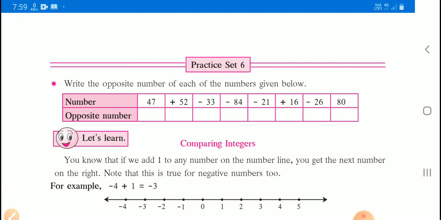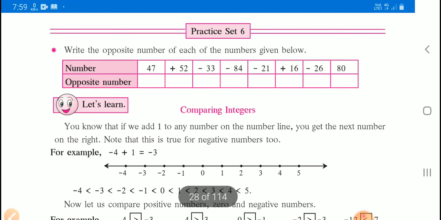Negative 84 is positive 84. Negative 21 is positive 21. Positive 16 is negative 16. Negative 26 is positive 26. Same way, positive 80 is negative 80. Like this, you have to solve the examples from practice set 6 in your notebook.